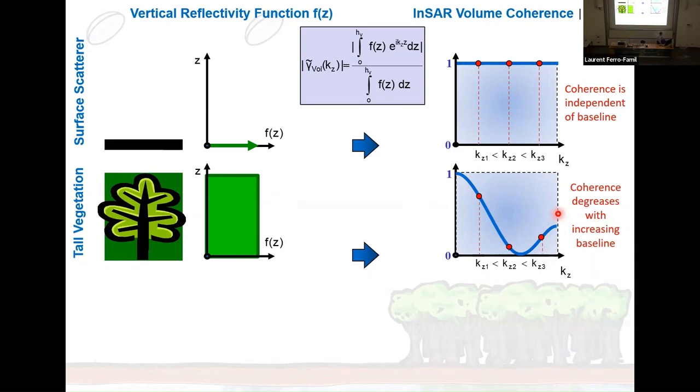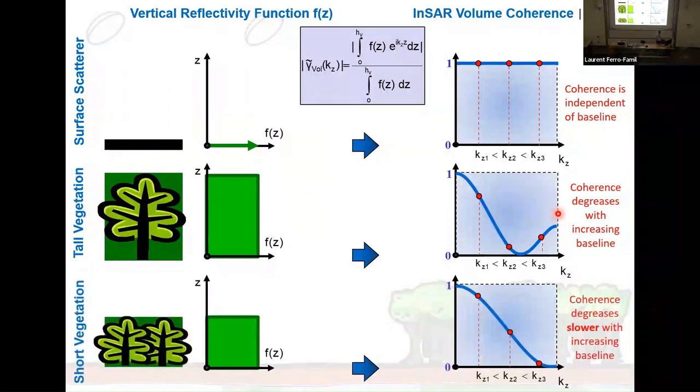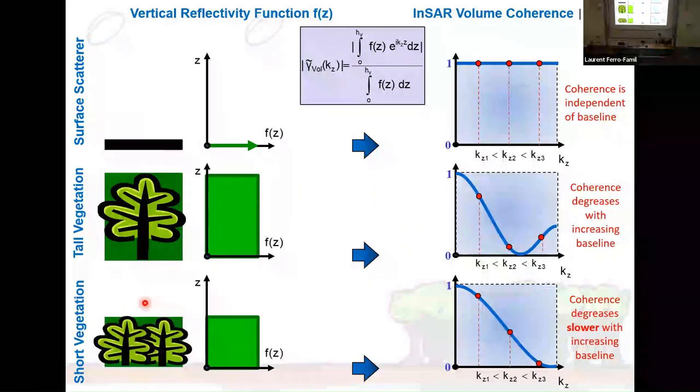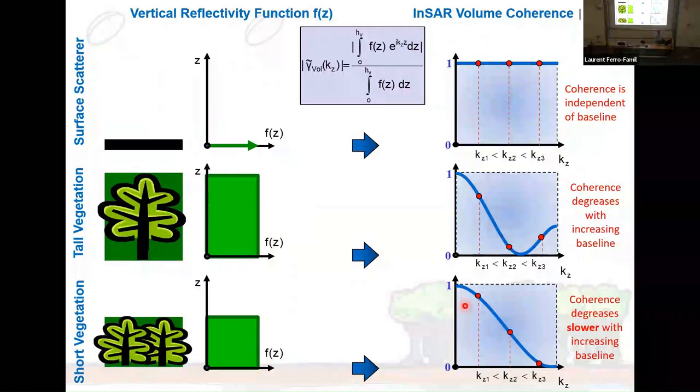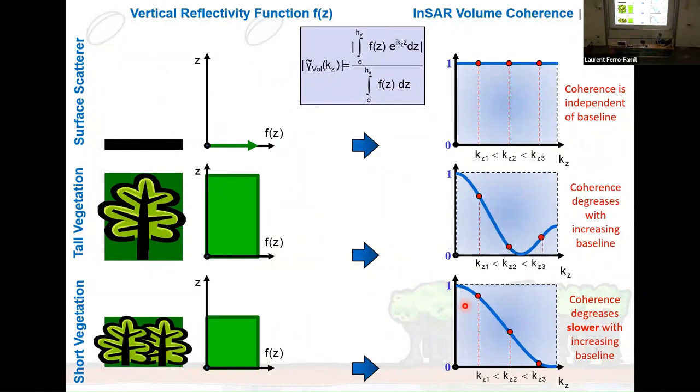What happens if you take a smaller box? A smaller box means that, for instance, you have here trees which are shorter than before. In principle, your coherence still decreases, but it decreases slower. So if you take the same vertical wave number here, take this one, number 2.